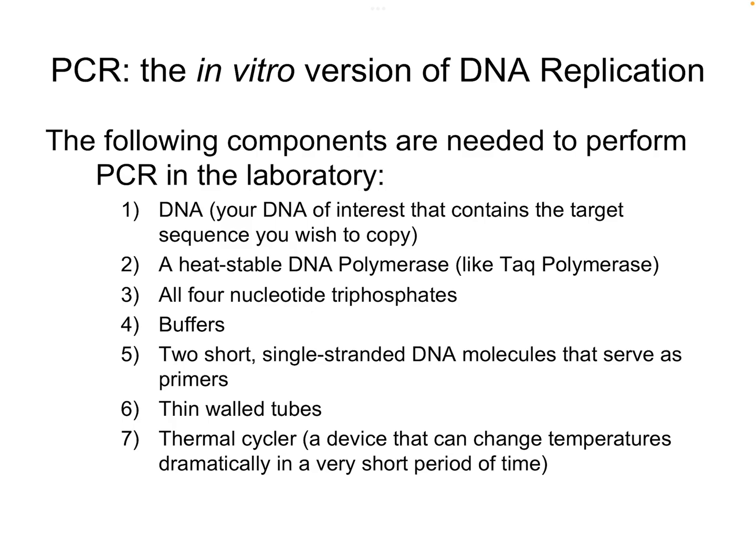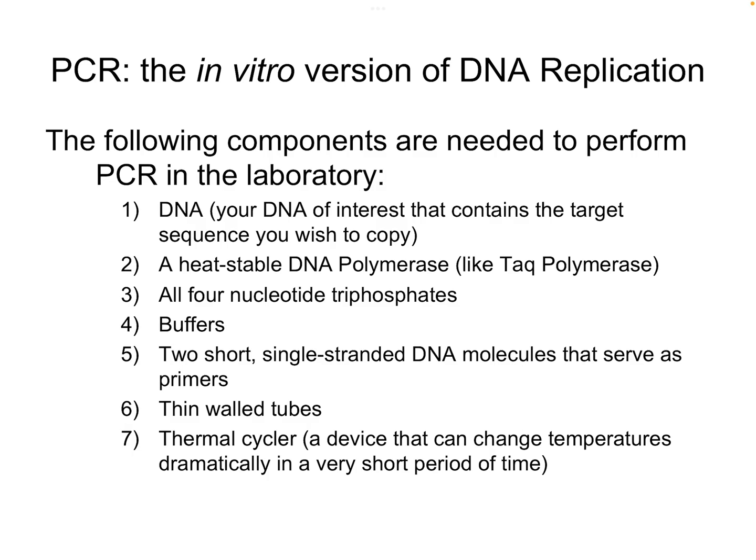What happens in PCR, or in the in vitro version of DNA replication? These are the components needed to perform PCR in the laboratory. You need the DNA of interest, a heat-stable DNA polymerase like the Taq polymerase, because PCR is temperature dependent, so we need a heat-stable DNA polymerase. And then all four nucleotide triphosphates, the buffers, the two short single-stranded DNA molecules that serve as primers, thin-walled tubes, and the thermal cycler.